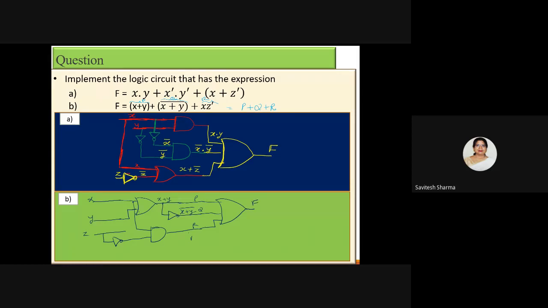So if you are using NOR gates, this circuit will not be wrong. Your circuit will be true, but if a constraint is given that you have to come out with the minimum hardware, then you have to take care of this constraint.